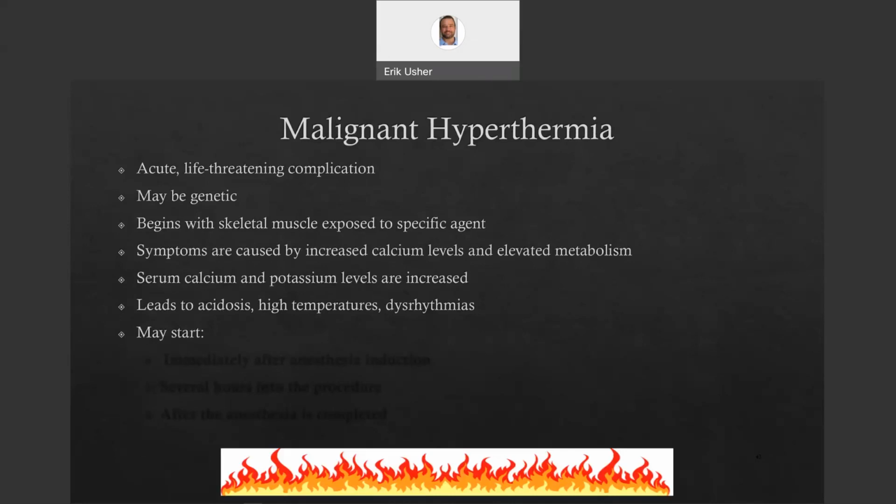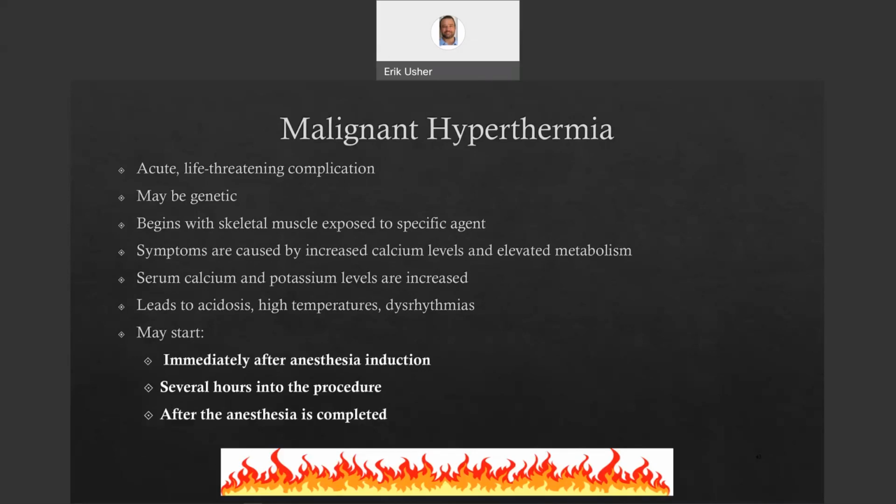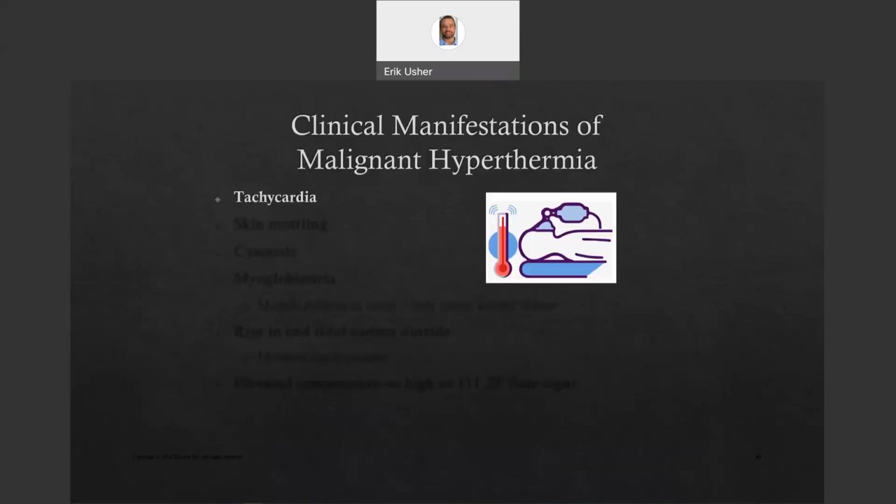And here's a creepy thing about malignant hyperthermia. It can start immediately after anesthesia, maybe a couple hours into the procedure. Sometimes after the anesthesia is completely completed, they can start to develop malignant hyperthermia.